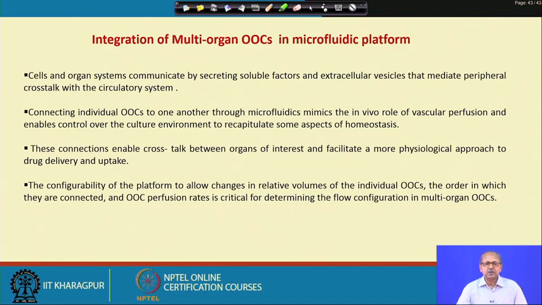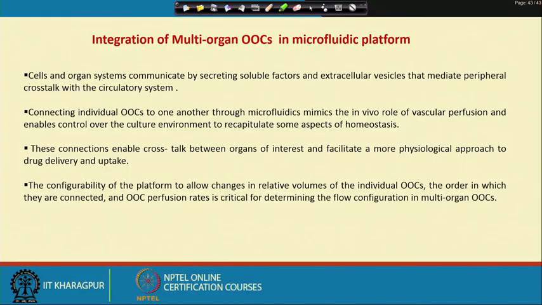Now, how will these organ on chips be integrated in different configurations, maybe parallel, serial, or in one platform, or in a continuous fashion, or in perfusion ways. So, one by one we are coming.